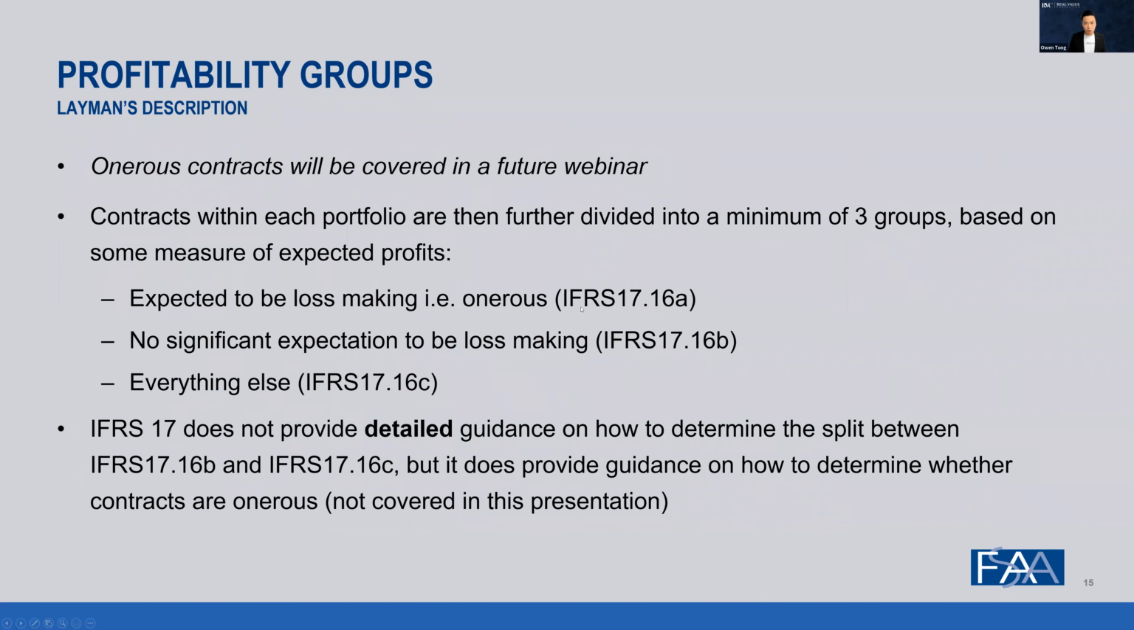Now, a lot of conversations from what I've heard talk about the middle one, which is the no significant expectation of loss making. So you're expecting to make profit, but there's a probabilistic element there: no significant expectation. So what does significant mean? There is no detailed guidance on how to determine what is significant enough. And if there were, we probably wouldn't be covering this because it would be a lot more clear.